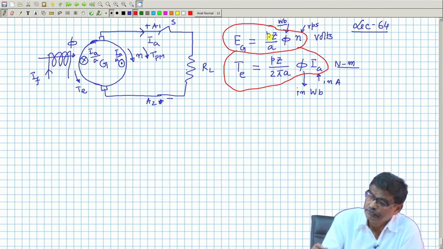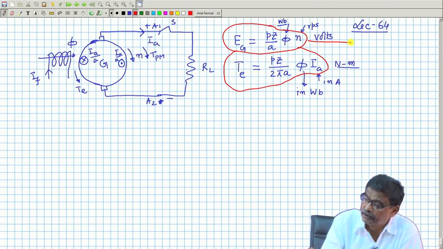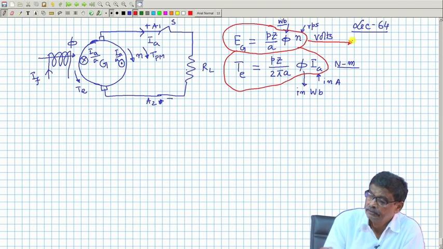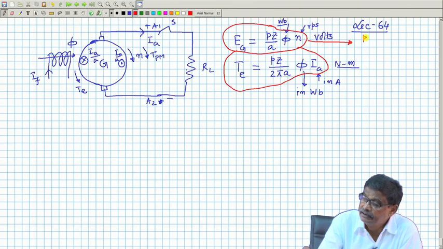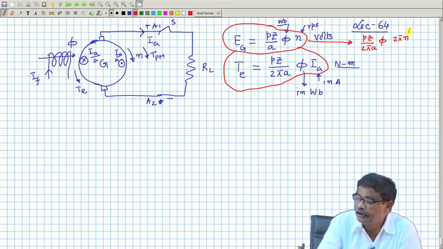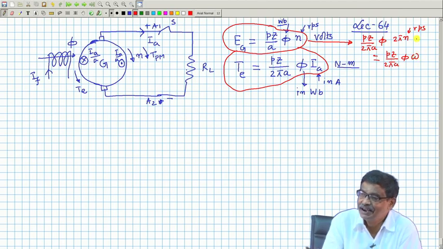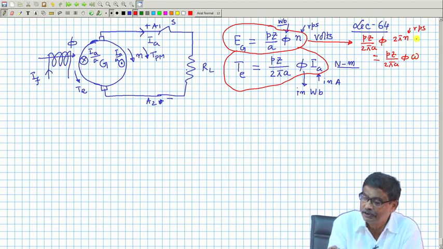Sometimes what people do is this expression can also be written as P z by 2 pi A into phi into 2 pi n. I can do it like this, n is in RPS, I told you, and this is nothing but P z by 2 pi A into phi into omega. If you express this speed in radian per second, then these two constants will be equal.